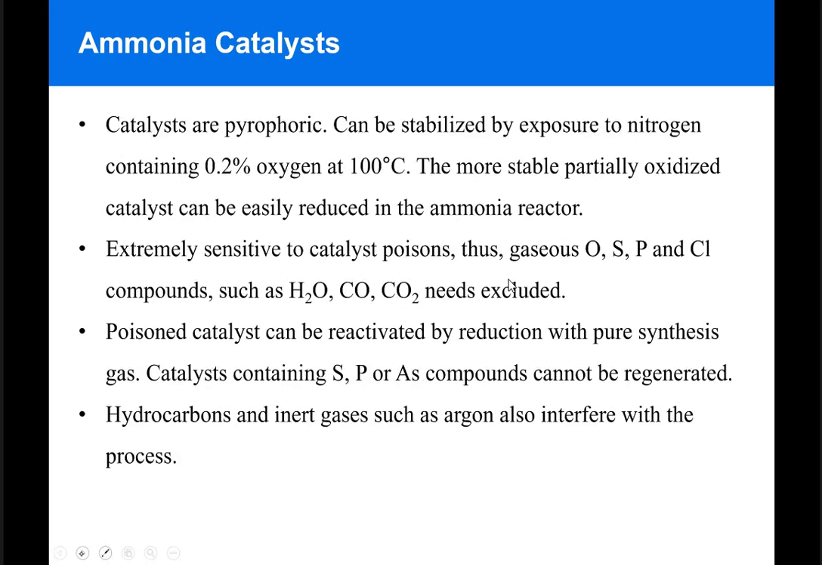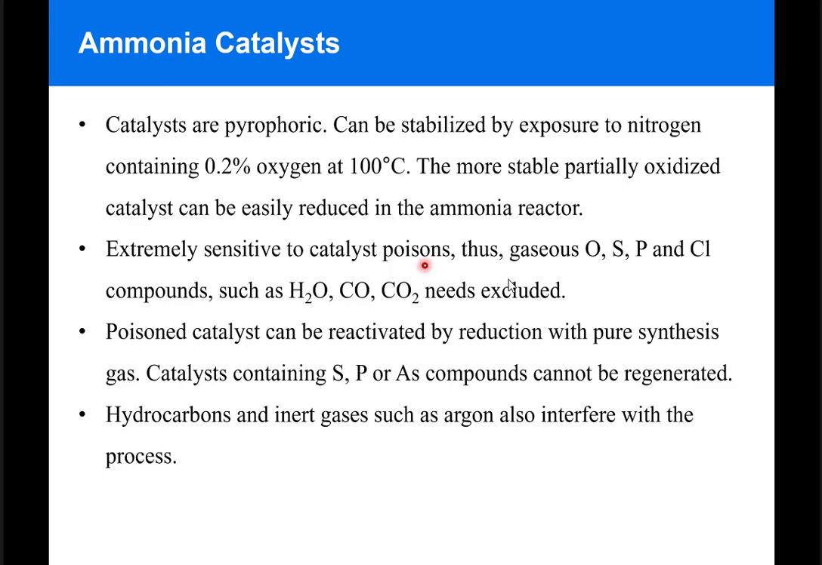Ammonia catalysts are very pyrophoric. However, they can be stabilized by exposure to nitrogen containing 0.2% oxygen at 100 degrees Celsius to form a more stable partially oxidized form that can then be easily reduced in the ammonia reactor itself due to the reducing effect of the hydrogen gas. This catalyst is extremely sensitive to poisons.